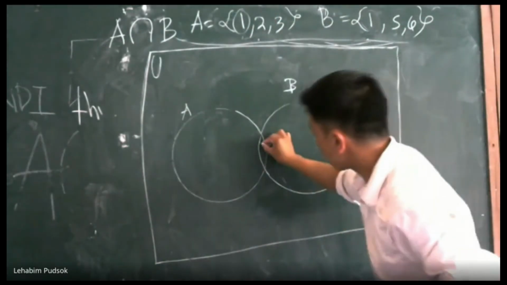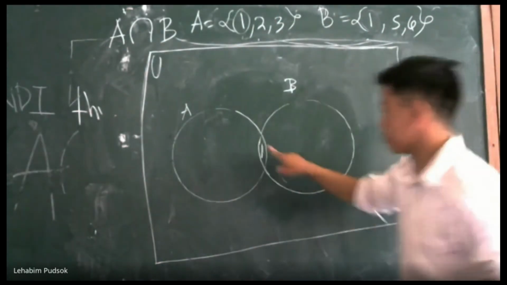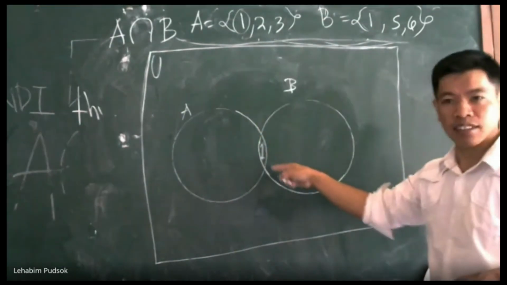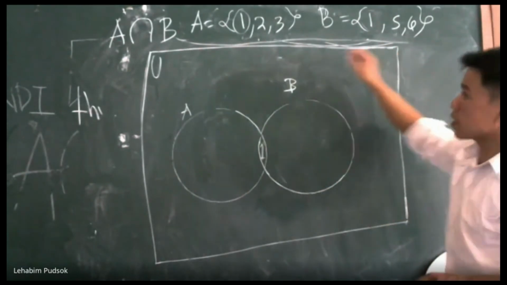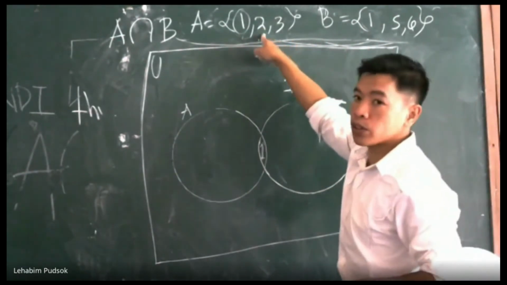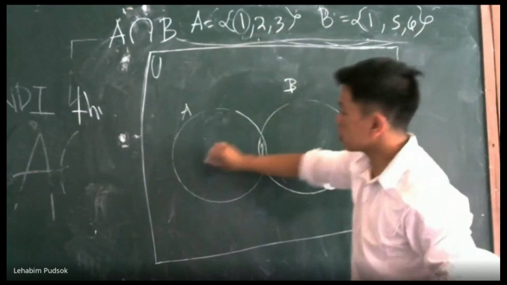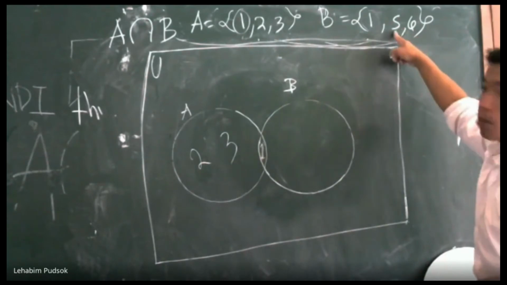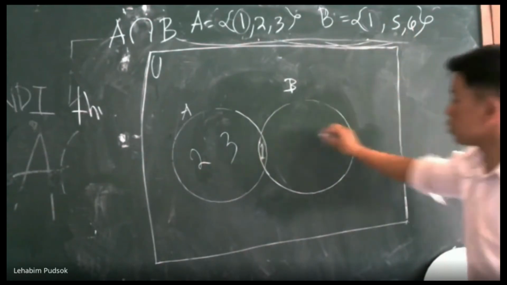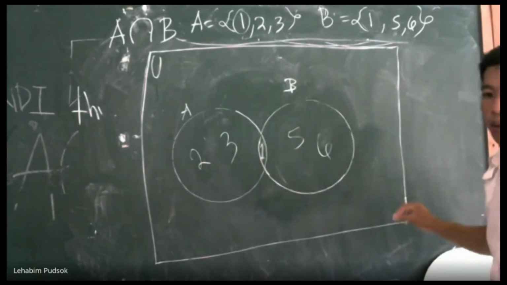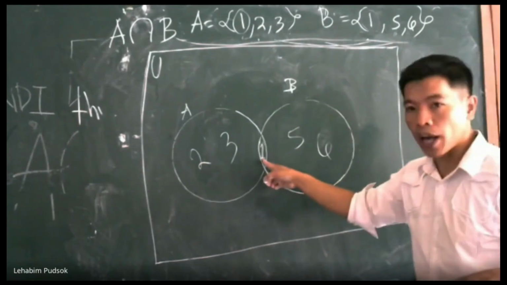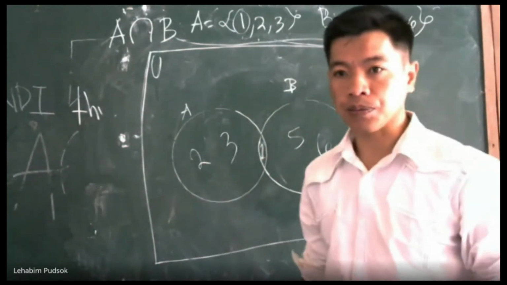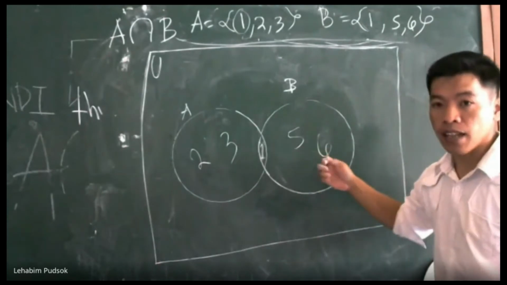So you just put 1 here. And in set A, you can see element 2, element 3, so you just write them here. In set B, you can see element 5, element 6, so you just write them here. What is the common element? We have 1. They intersect at 1. So that is intersection by Venn diagramming.